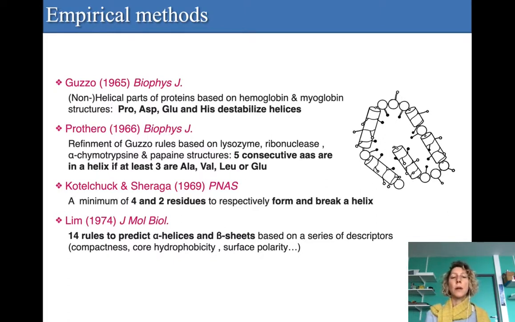And this rule was formulated by Proteor: 5 consecutive amino acids are in a helix if at least 3 are alanine, valine, leucine, or glutamate. Then in 69, there was a formulation to form break helices. And then Lim came out with 14 rules in 74, so almost 10 years after, to predict alpha helices and beta sheets. So the idea really at the beginning was to try to infer some rules that we could write down and that could explain the preferences, the arrangements that were observed in the few structures we had.